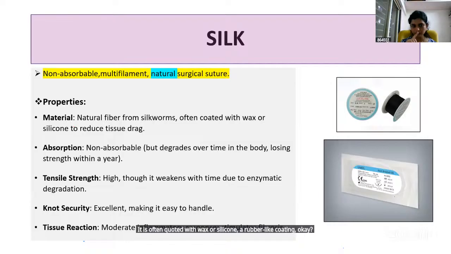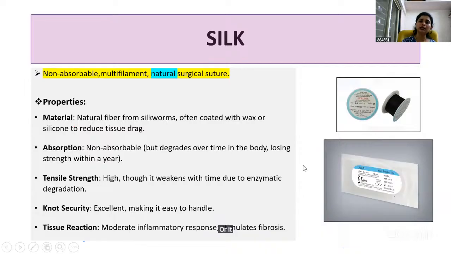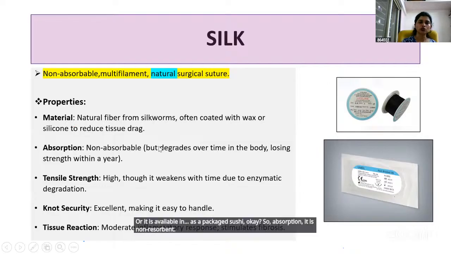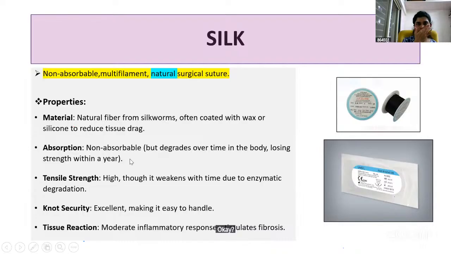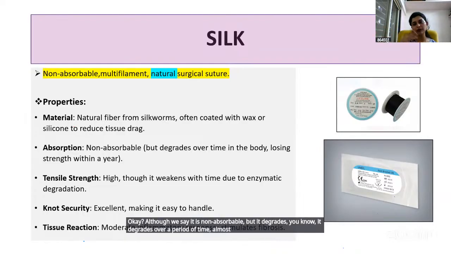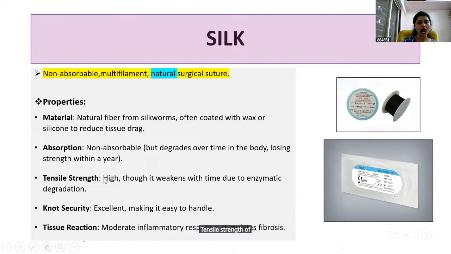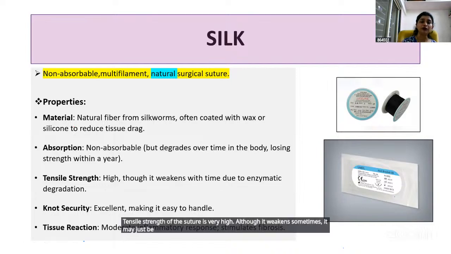Okay? Now, this particular suture material, as you can see here, is either available in spool form, or it is available as a packaged suture. So absorption, it is a non-absorbable suture. Although we say it is non-absorbable, it degrades over a period of time. Almost within a year, it completely degrades. Tensile strength of the suture is very high. Although it may weaken a little if there is some enzymatic degradation that happens.